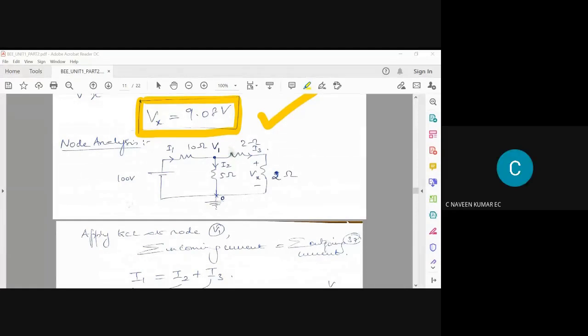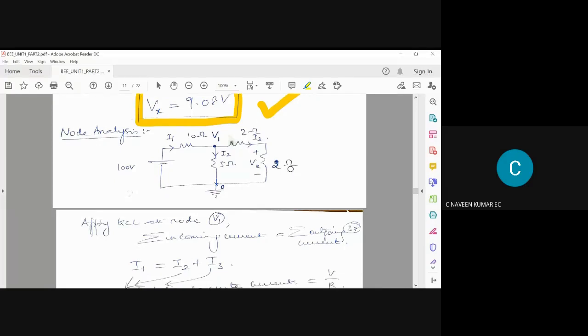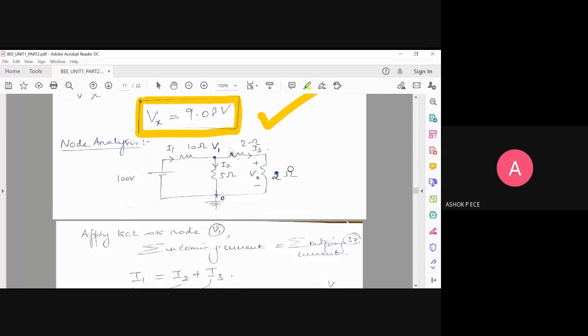What is the definition of a node? Sir, it's a point where the current meets. How many currents meet? One or two or three or four? Many, more than two. So the condition for a node is you have to have more than two or three branches meeting.